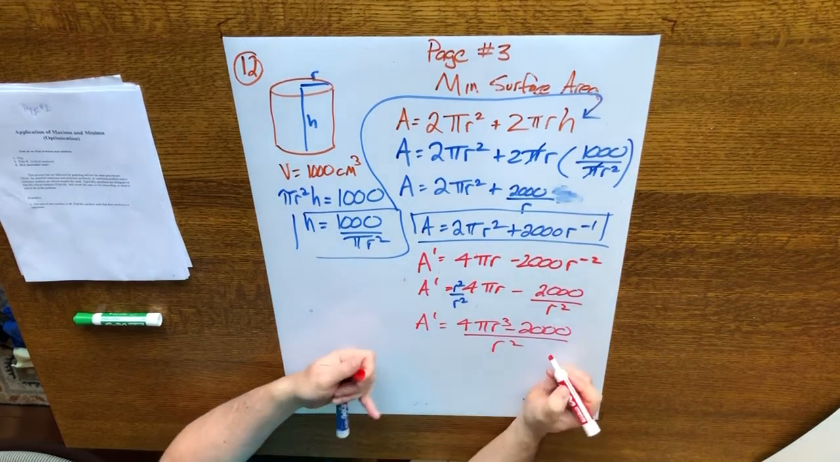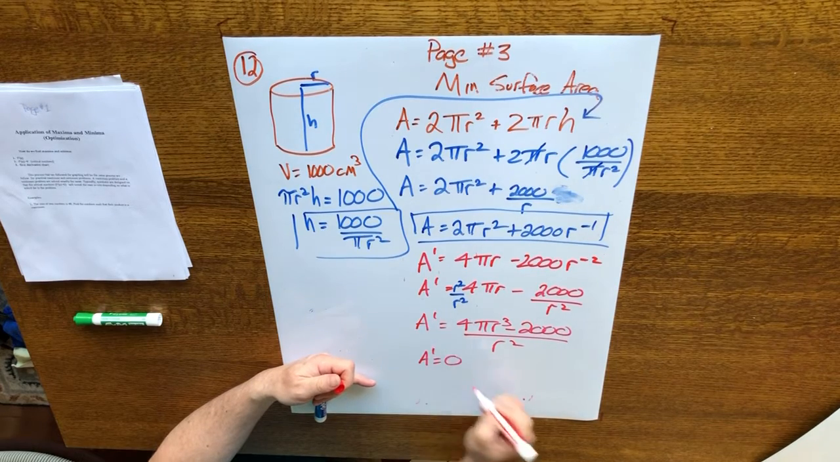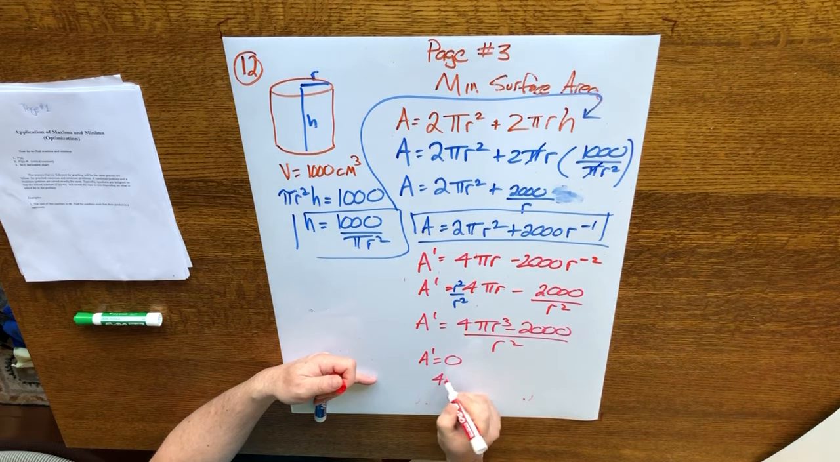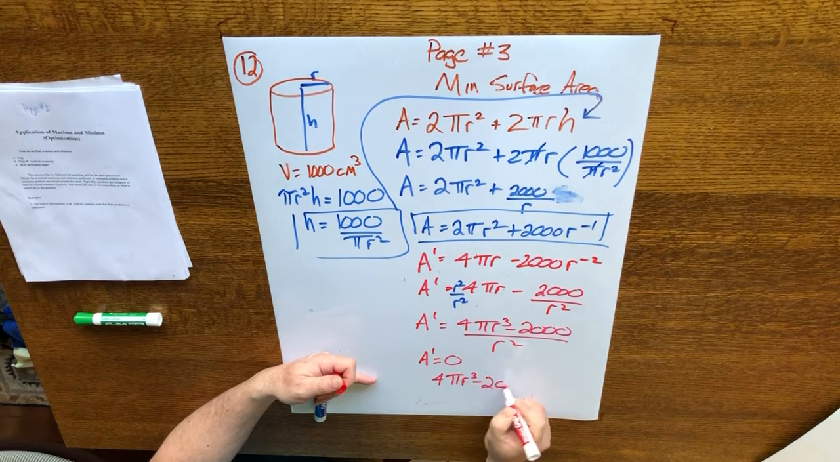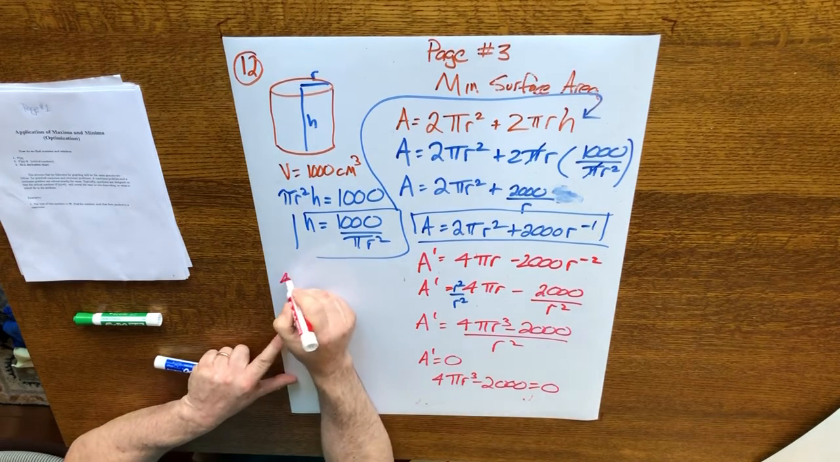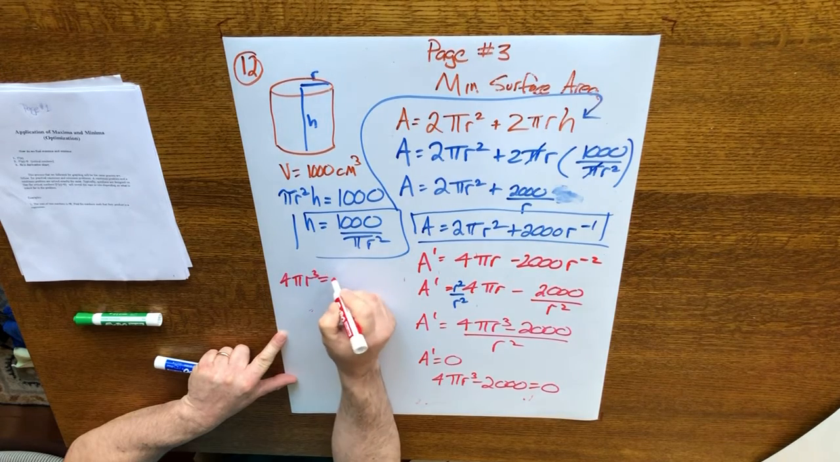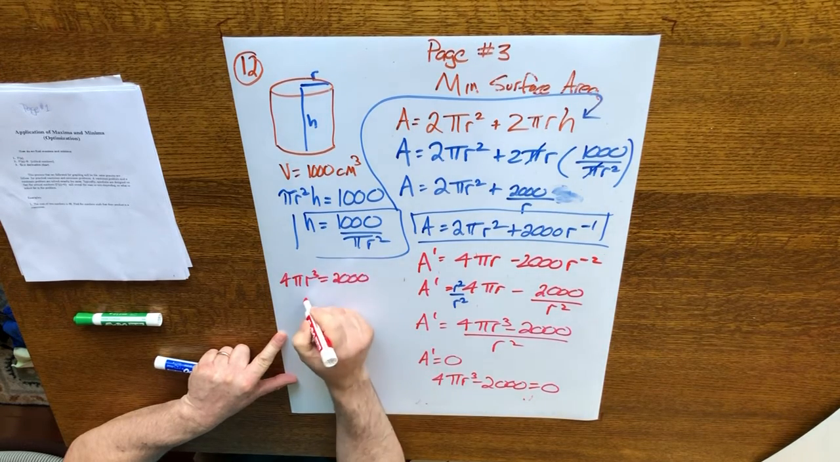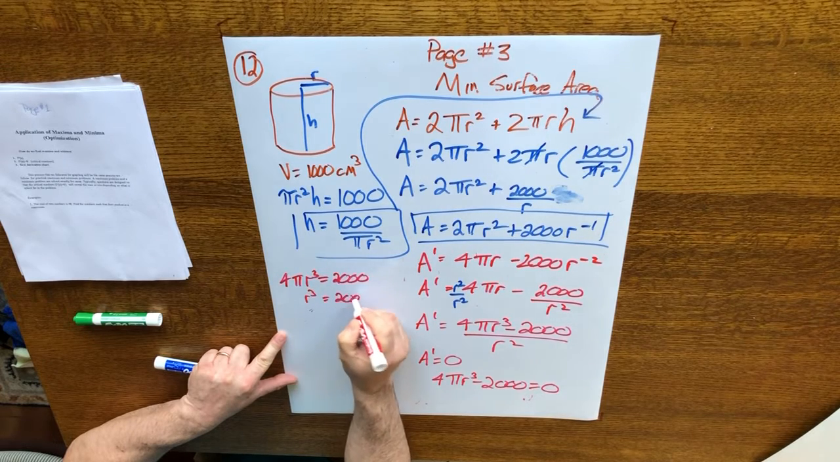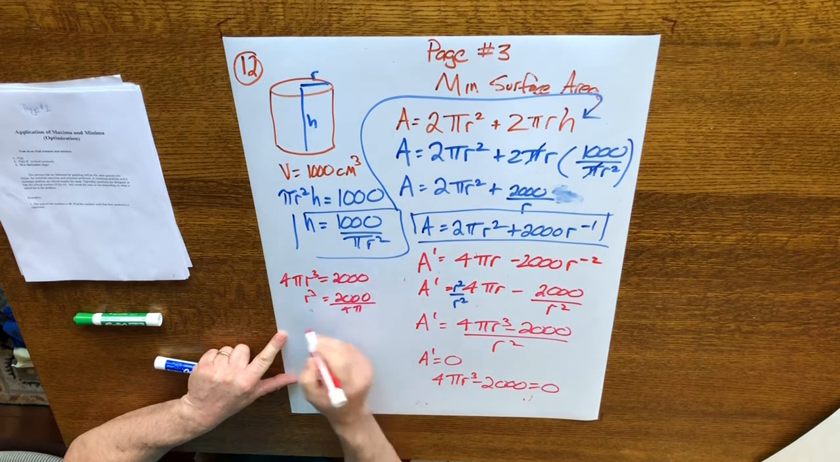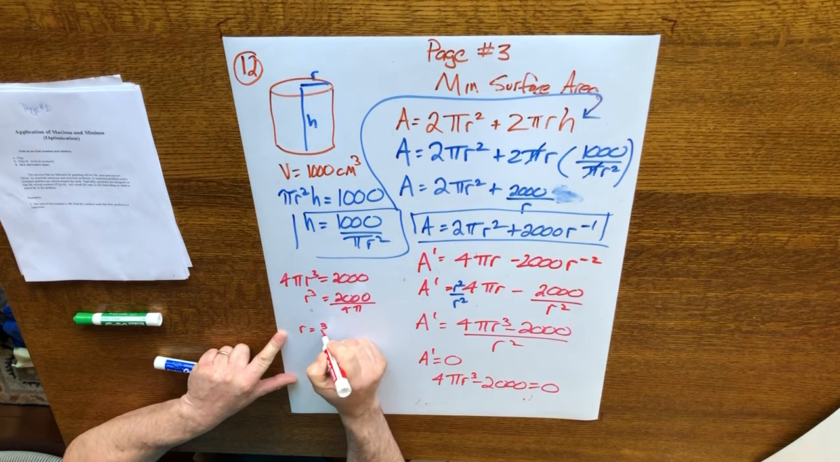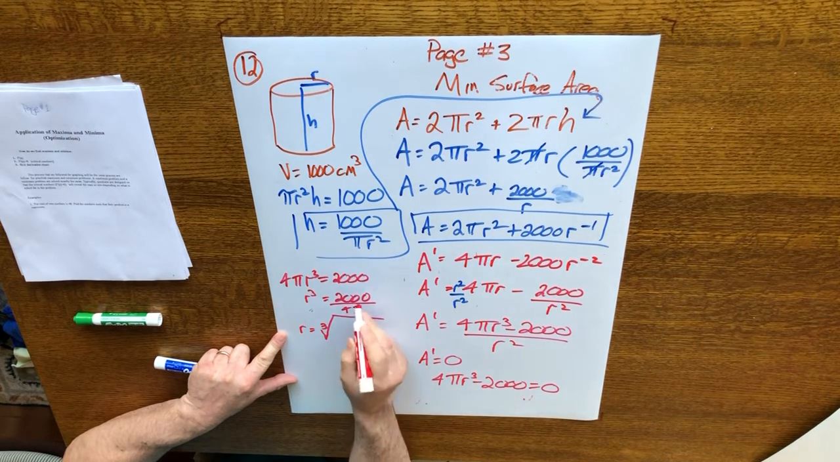To set this fraction equal to 0, we're only interested in where the numerator is equal to 0. We're not concerned about where the denominator is 0. Those are asymptotes. So where does 4 pi r cubed minus 2000 equal 0? When 4 pi r cubed equals 2000, when r cubed equals 2000 over 4 pi, when r is equal to the cube root of 2000 over 4 pi, and 2000 divided by 4 gives you 500 over pi.